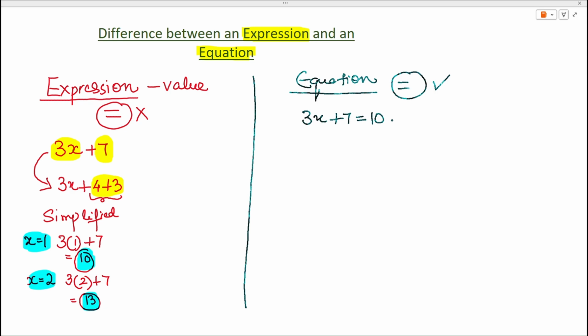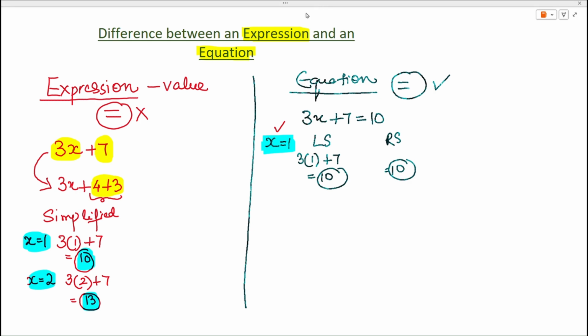Moreover, we can solve for the value of a variable for the equation. How can we do that? So if we take the value of x as 1, our left hand side is equal to 3 times 1 plus 7, and this is equal to 10, and our right hand side already has the number 10. We can see that the left hand side is equal to the right hand side. So x equals 1 is the solution to this equation.